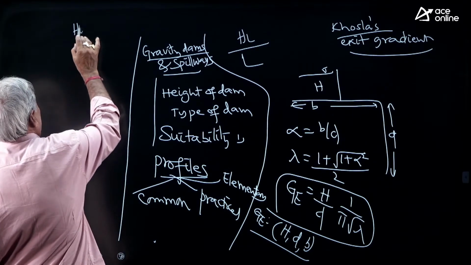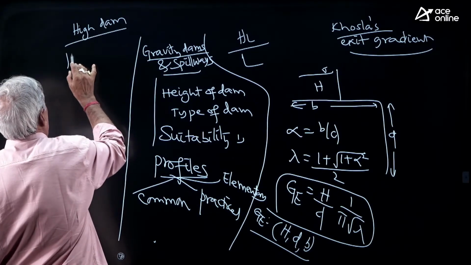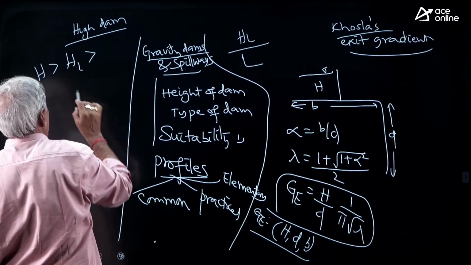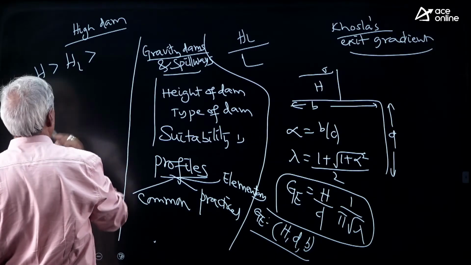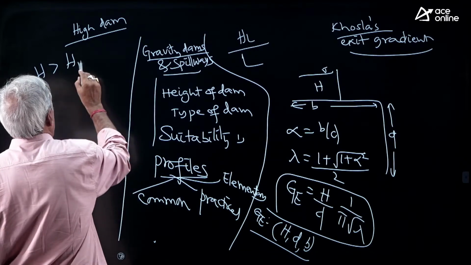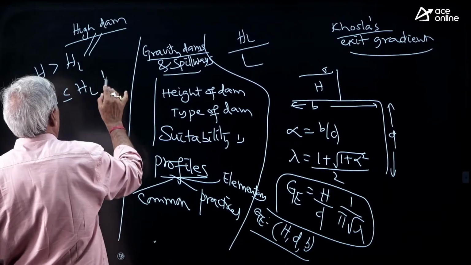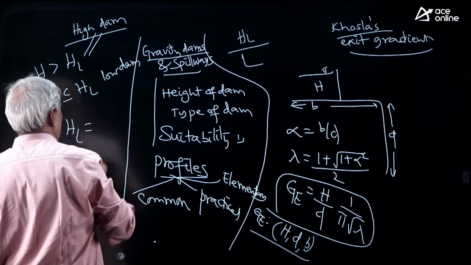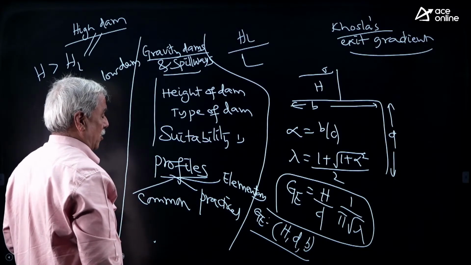When do you say high dam? When do you say a gravity dam is a high dam? When the height of the dam is greater than the limiting height. When H is greater than HL, it is a high dam. When H is less than or equal to HL, that is a low dam. HL is called limiting height. Limiting height depends on the strength of the concrete we are using.